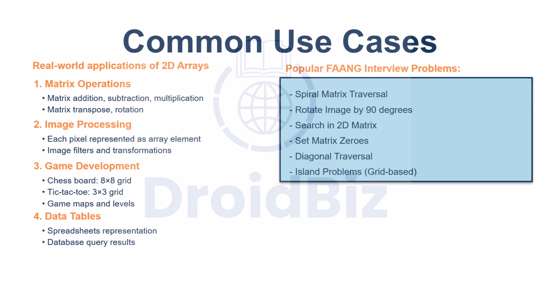Third, game development. A chessboard is an 8x8 grid. Tic-tac-toe uses a 3x3 grid. Many game maps and levels are also built using 2D arrays. Fourth, data tables. Spreadsheets and database query results are naturally represented as 2D arrays with rows and columns of data.